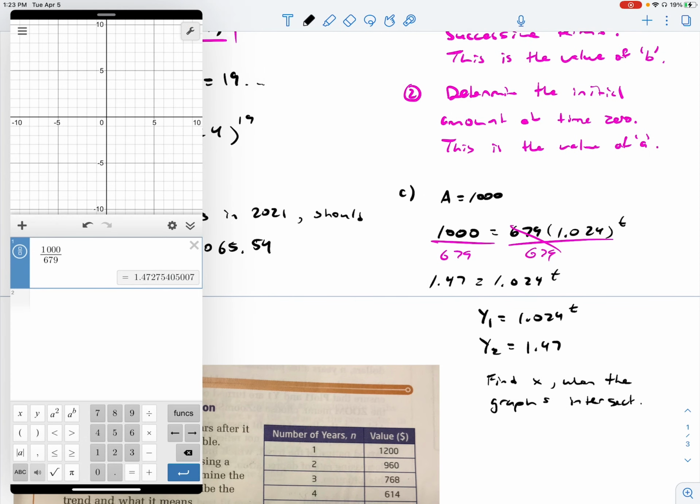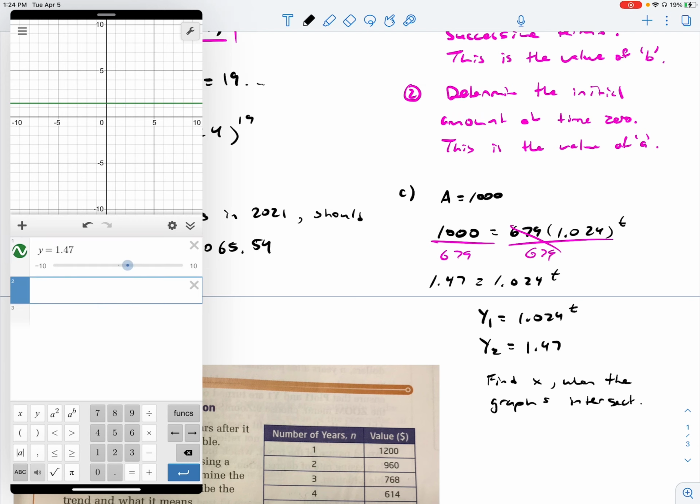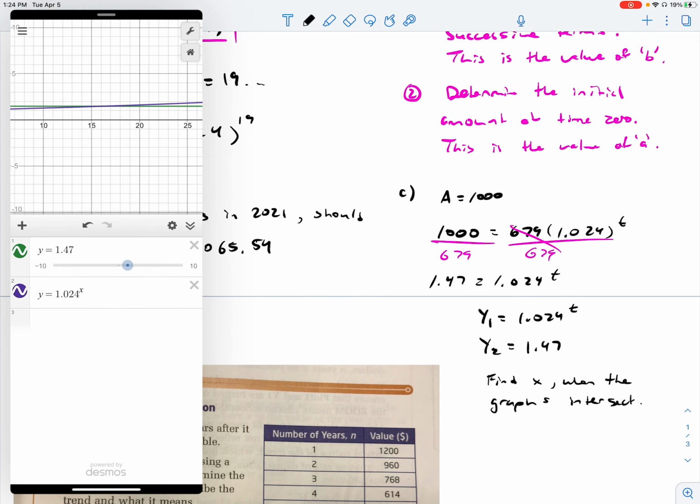So let's go ahead and do that. So we have y equals 1.47, sorry. And then in the next equation, we're going to have y equals, here's my exponential one, 1.024 to the exponent x. Okay, now we just want to see where they intersect. And it happens when x is 16.2.